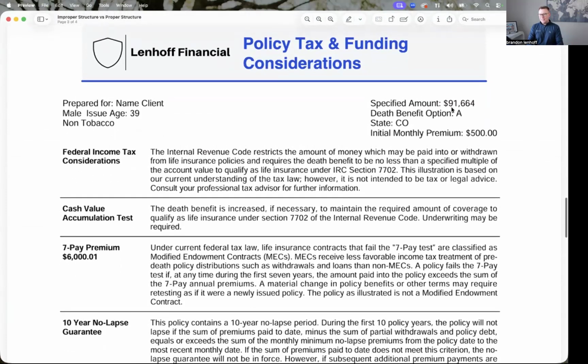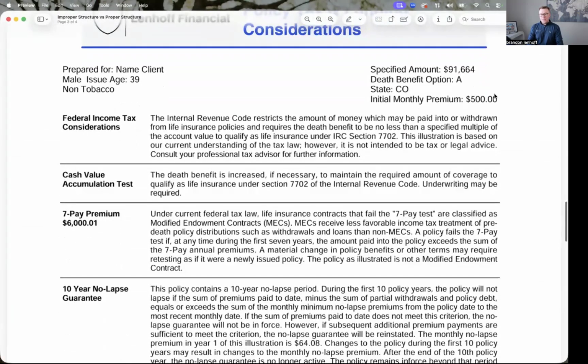You're going to notice that the death benefit would have been roughly $92,000, a little bit under that. If the client's paying $500 per month, that 7-pay premium should match. So $500 a month is 6 grand a year. You're going to notice that the 7-pay premium is $6,000. So an agent will get paid a lot less on this, but that is what is right for the client. So that is what should have happened.